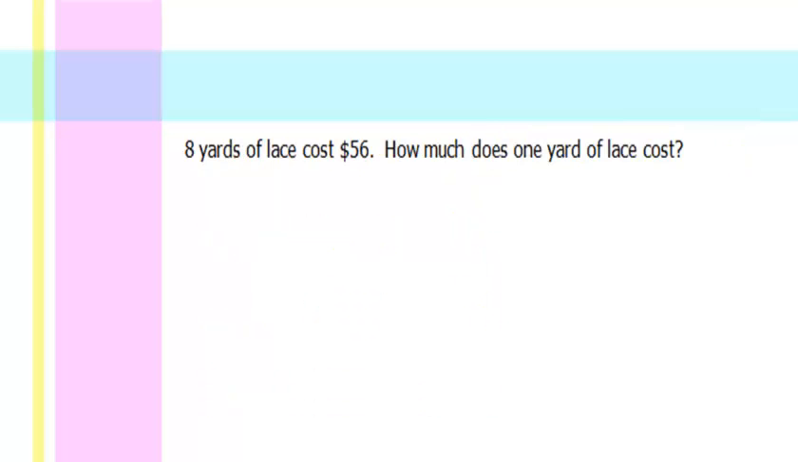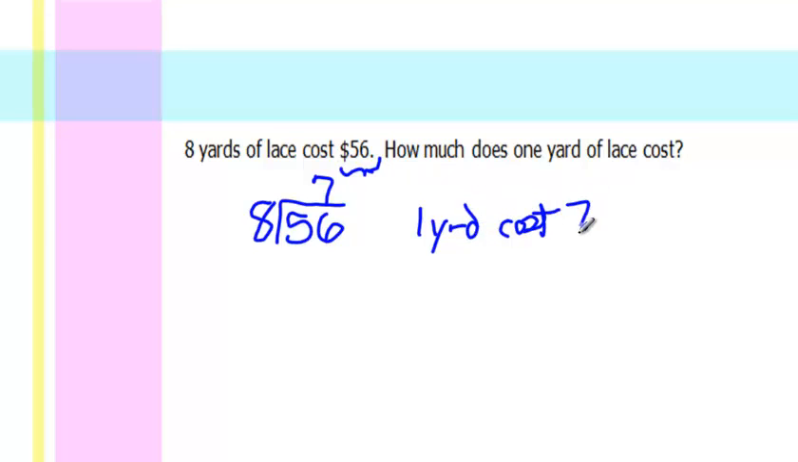We're mostly concerned today with the long division because we're not using a calculator. Okay, if 8 yards of lace cost $56, how much does 1 yard of lace cost? Well, what we need to split up is the 56. That's what's being split up. So it's going to be 56 divided 8 ways to find out how much 1 yard of lace costs. And so 56 divided by 8 is 7. So 1 yard would cost $7.